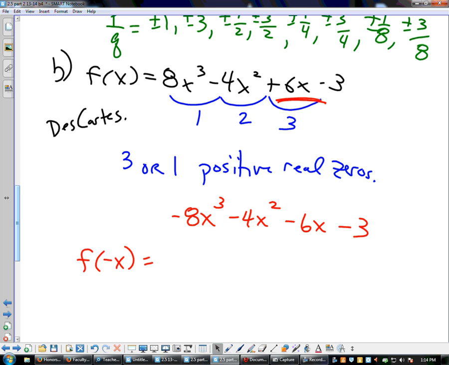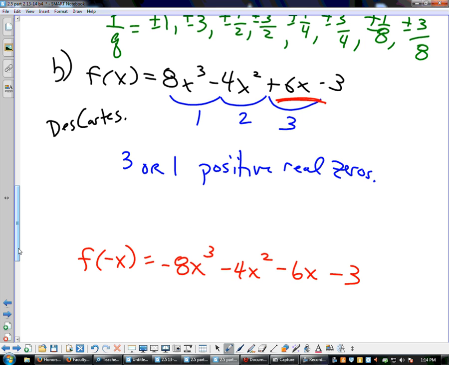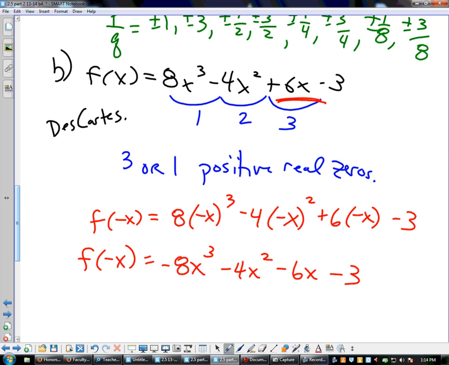Don't forget where this is coming from. This is all coming from me plugging in negative x wherever I saw an x in the original function. When we do that, we should get this new answer here. Well, how many sign changes are there? Wow, none. Because there are no sign changes, that means there are no negative real zeros.